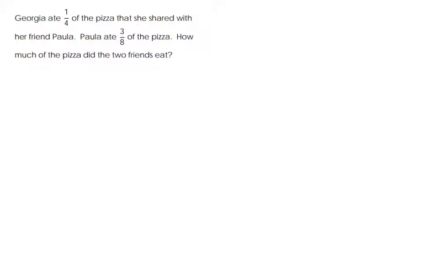The problem says Georgia ate 1/4 of the pizza that she shared with her friend Paula. Paula ate 3/8 of the pizza. How much of the pizza did the two friends eat? So evaluating this question, it's asking for a total. And when we're doing a total, we are adding. So that should have been the equation that you wrote.